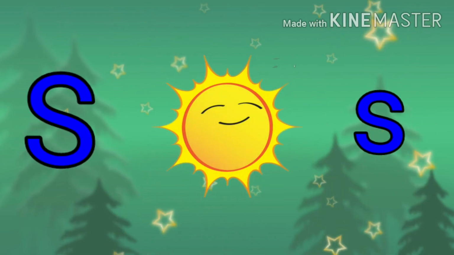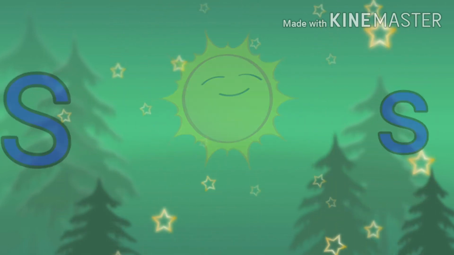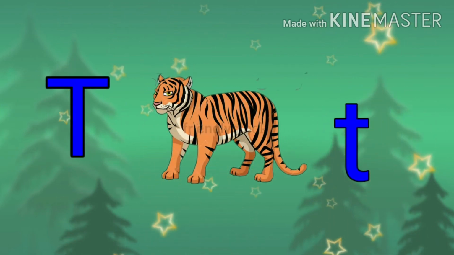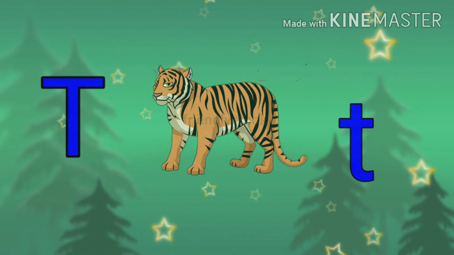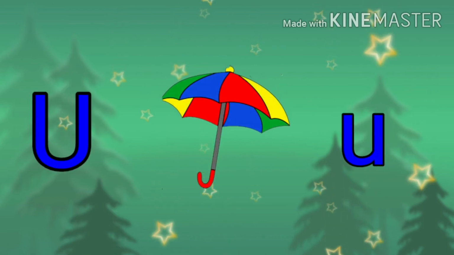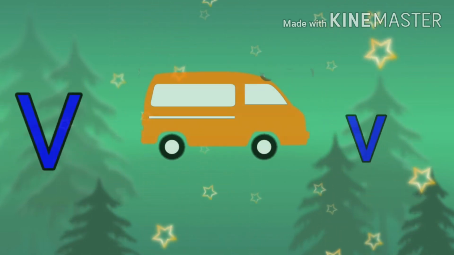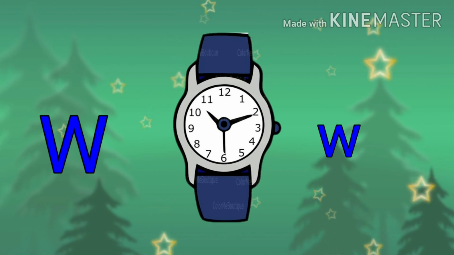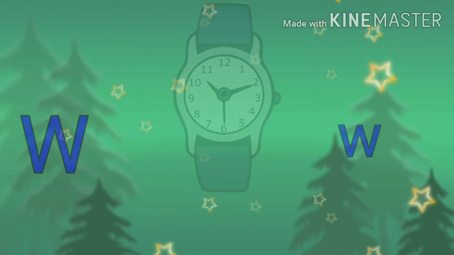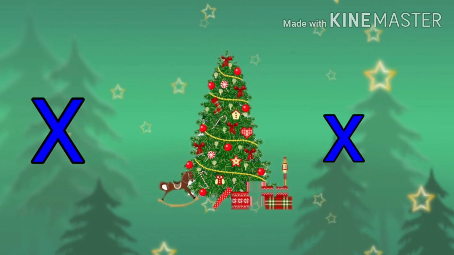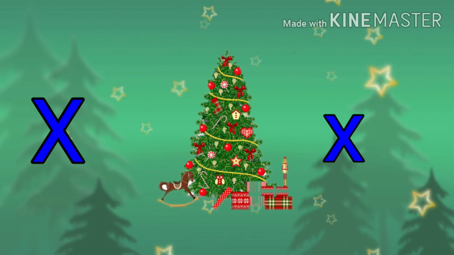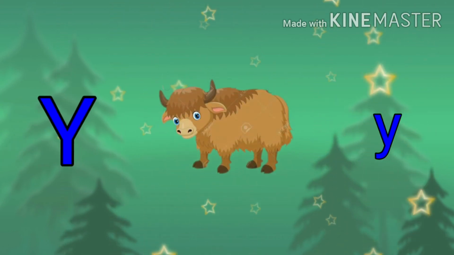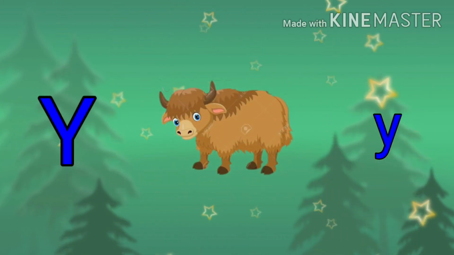S for sun. T for tiger. U for umbrella. V for van. W for watch. X for Xmas tree. Y for yak.